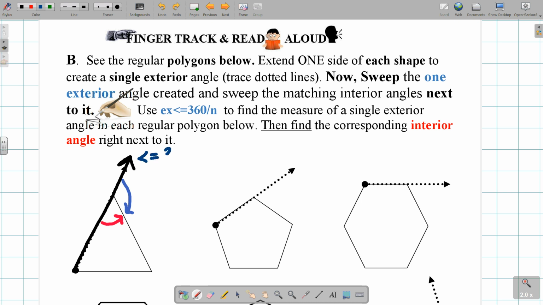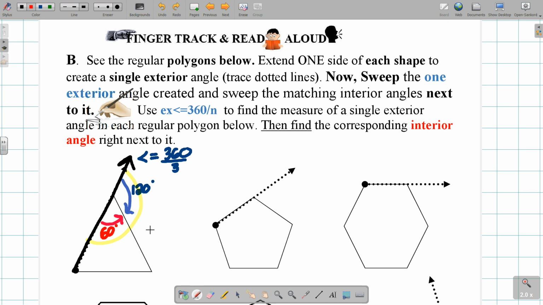Angle equals 360 over n, which is 3. And we know that this angle right here is 120. And then you should notice, the most important thing for you to notice is the fact that the exterior and interior angles add up to 180. So that means that angle right there is 60.